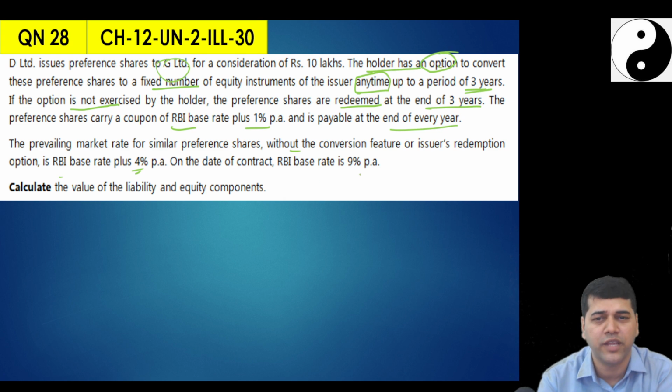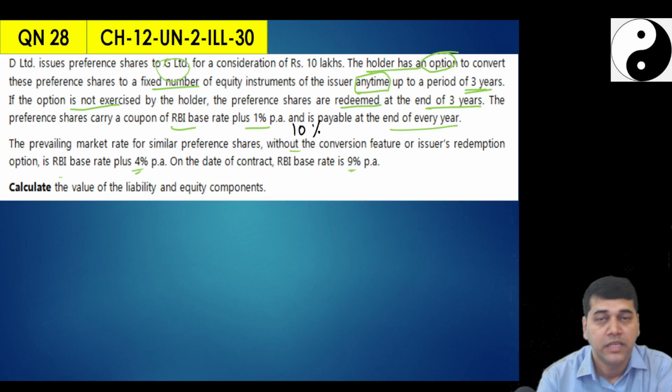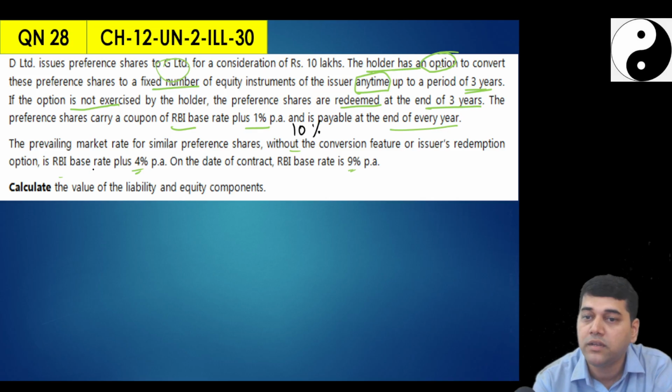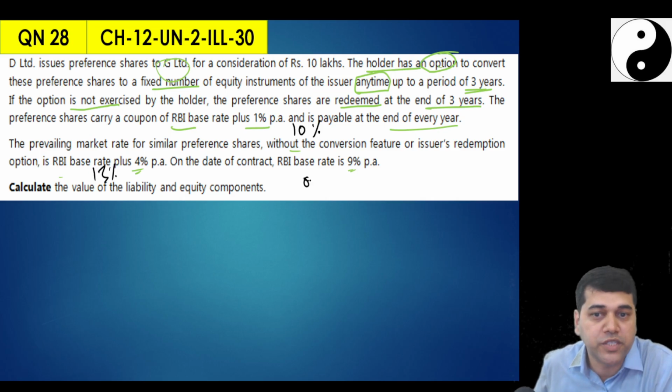Simply to confuse you, okay? And what is the RBI rate? 9%. That means my coupon rate, what I pay you, is 10%. If I would not have given you this option, the coupon rate would have been 13%. Now, who is losing here? G is losing. Why? Mad or what? No, it is because of the option.